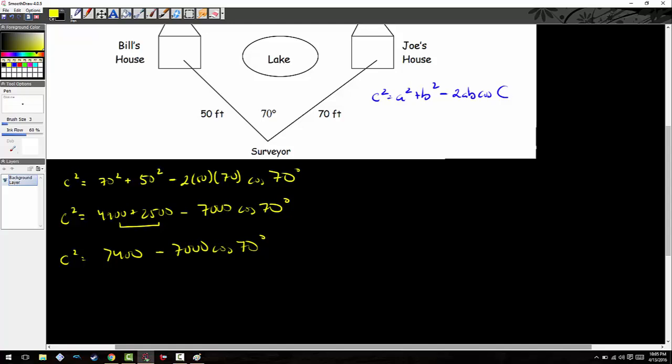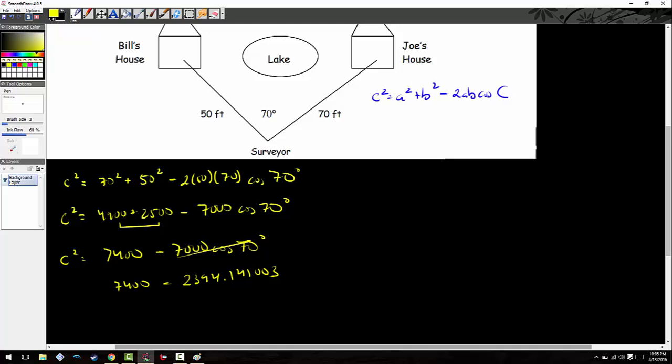Now, it's very tempting to subtract these guys, but you don't want to do that. That would be wrong. That's against order of operations. So what you want to do is take 7,000 times cosine of 70 degrees, and what that gives you is 2394.141003. And then you want to take 7,400 minus that answer.